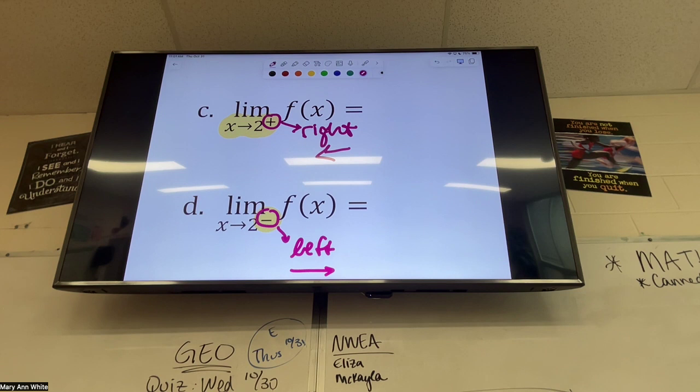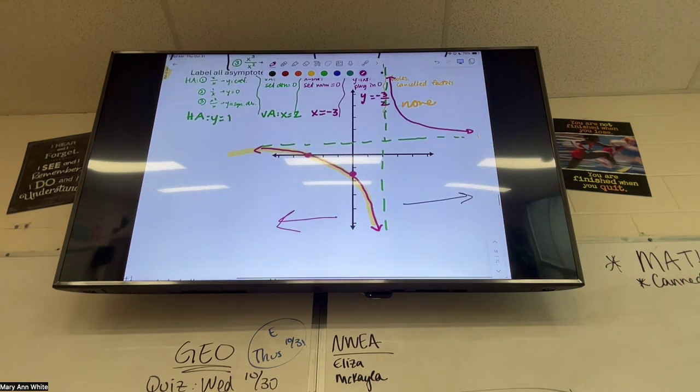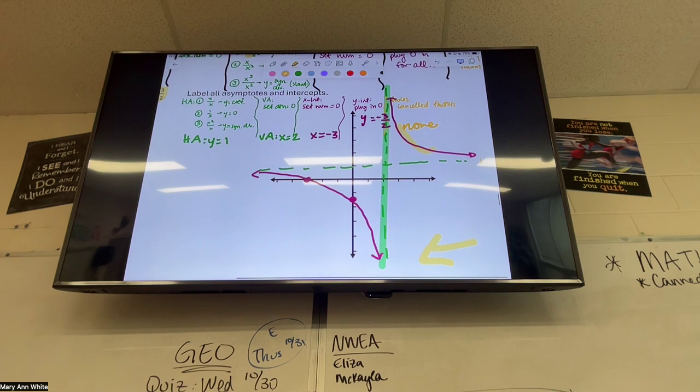We're approaching it. What is 2? What does that number signify in this equation, or in this graph? The vertical asymptote. So we're looking at the vertical asymptote and we're looking at both sides of it. The first one, we're looking at it from the right. So we're starting on the right-hand side and going towards the vertical asymptote. What is my graph doing as it gets closer and closer to that vertical asymptote?